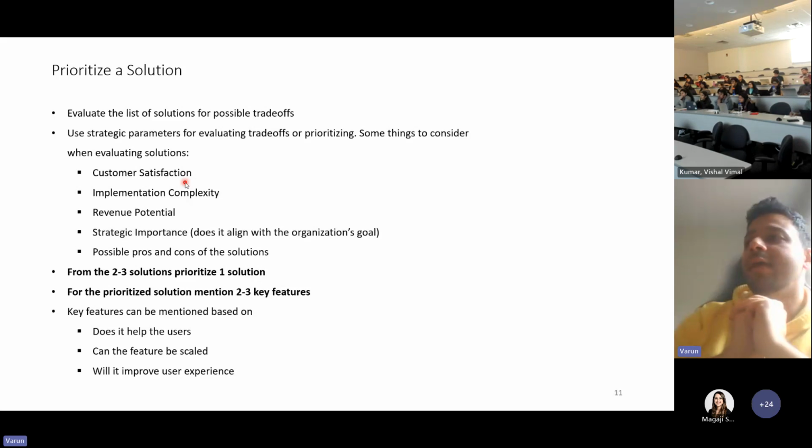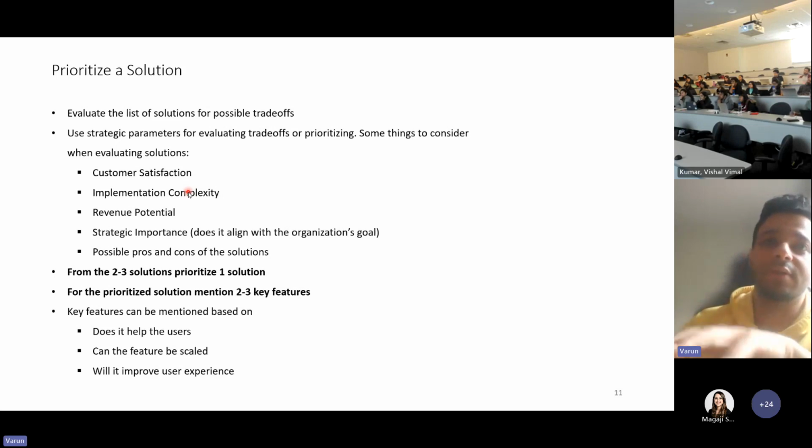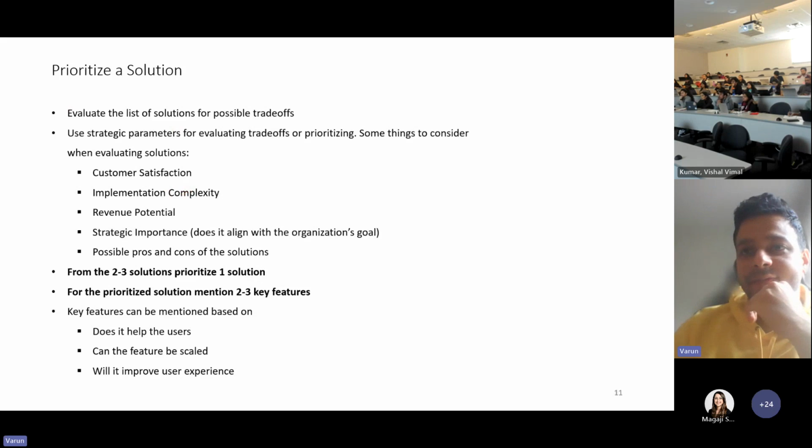that's the better solution. One important thing to remember: do not add implementation complexity to your score. You need to divide your score by the implementation complexity, because the higher the complexity, the lower the actual value or output that you get. The lower the implementation complexity, the higher the output. A good way to explain this: say customer satisfaction is 5, implementation complexity is 5, revenue potential is 5, and strategic importance is 5. Then it's 5 times 5 times 5 divided by 5. That's how you come up with a score.